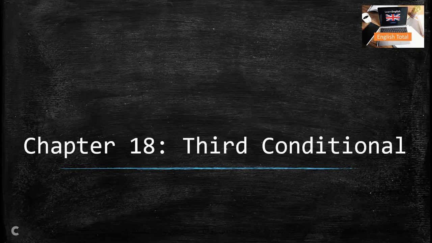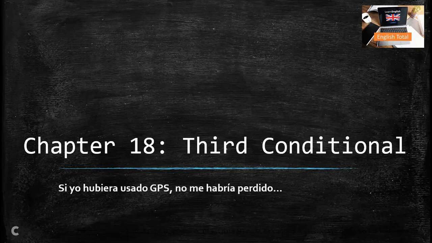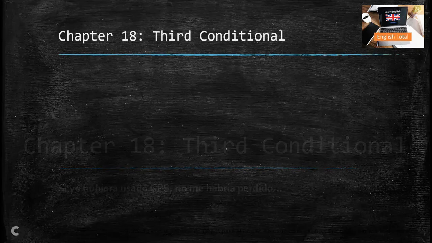Chapter 18, the Third Conditional. Today we're going to talk about the third conditional, which is one of the most advanced structures in English. And we are going to learn to use it in conversation.